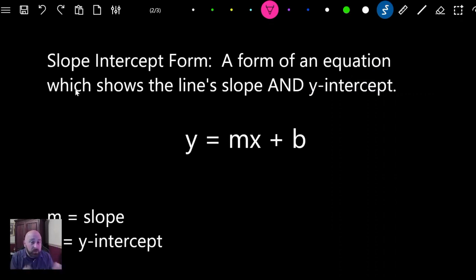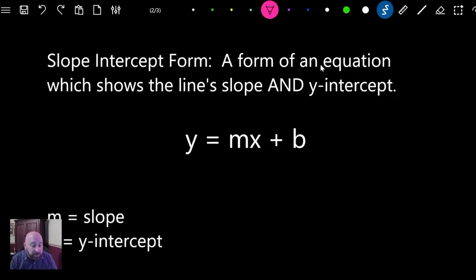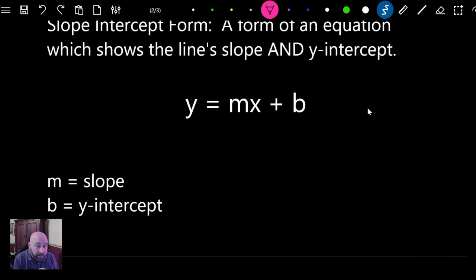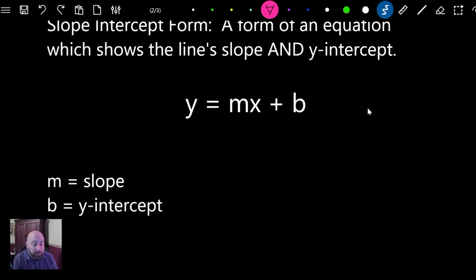So now we're going to put those two ideas together, and we're going to have a way to write the equation so that it will show us the slope and the intercept. Look what it says there. A form of an equation which shows the line's slope and y-intercept. All right. When we write it like this, we're going to write our formula kind of like this. y = mx + b.